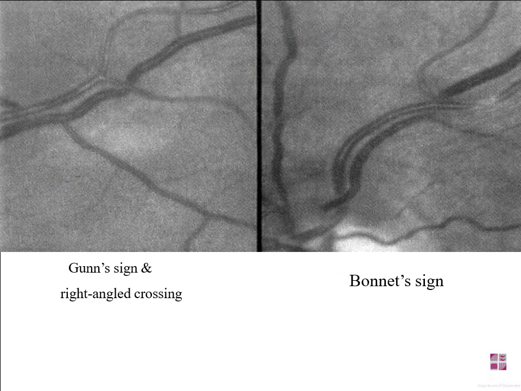So the first picture shows the Gunn sign and right angle crossing, that is the Salus sign, and the second picture shows the Bonnet sign, where there is distal banking of blood.